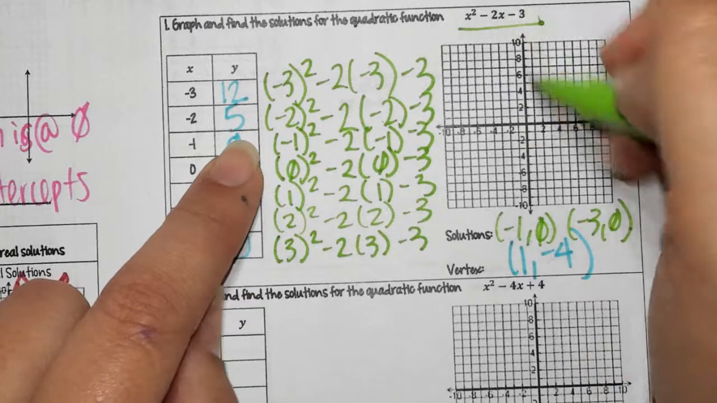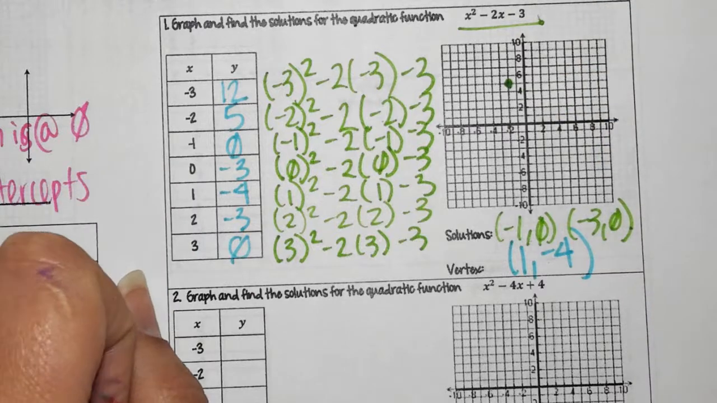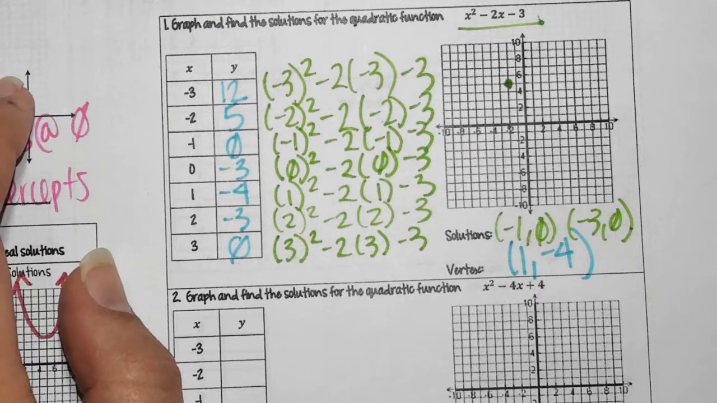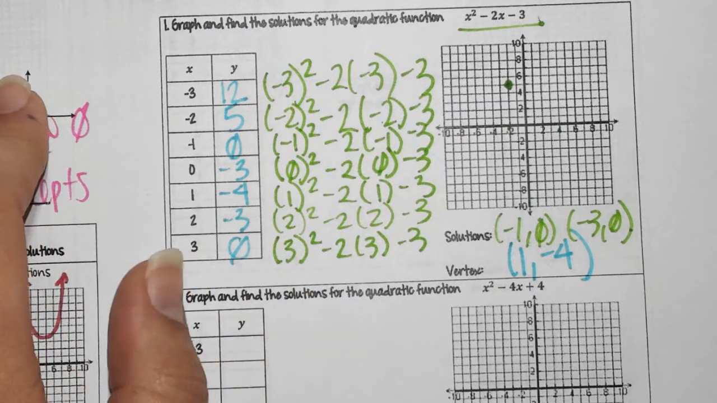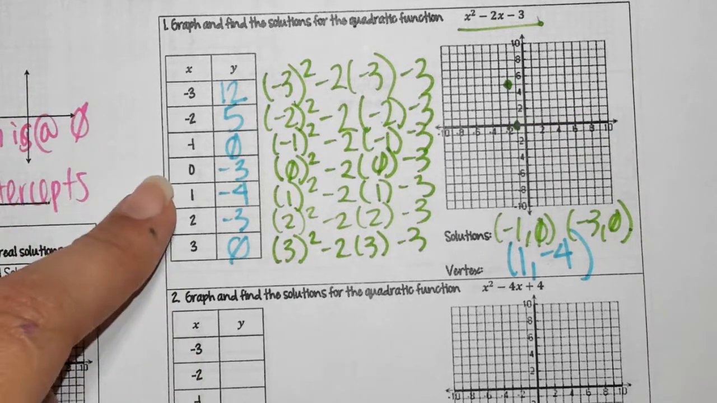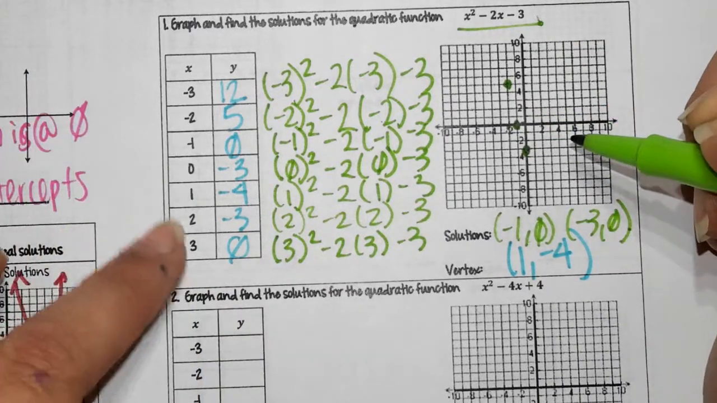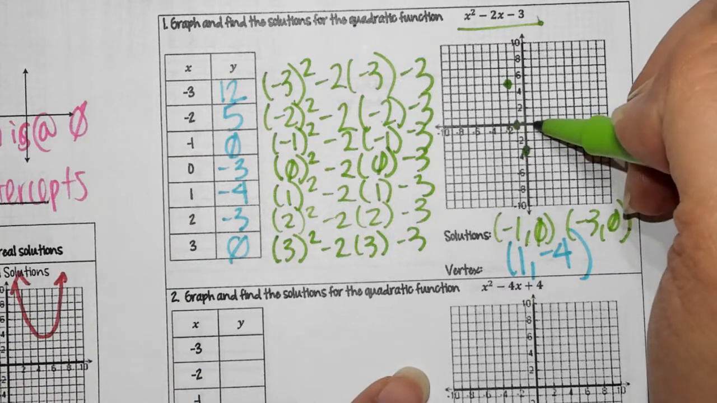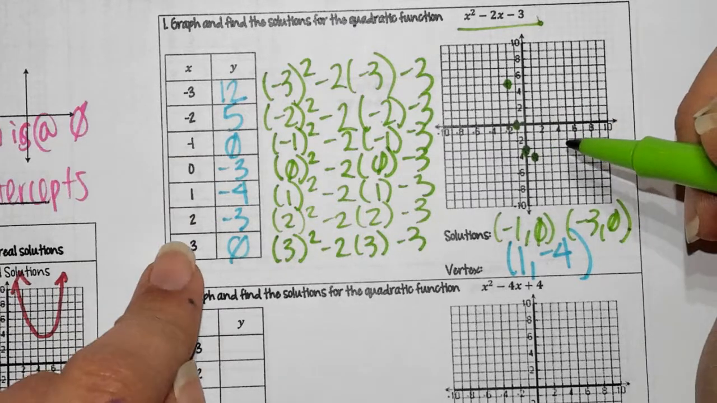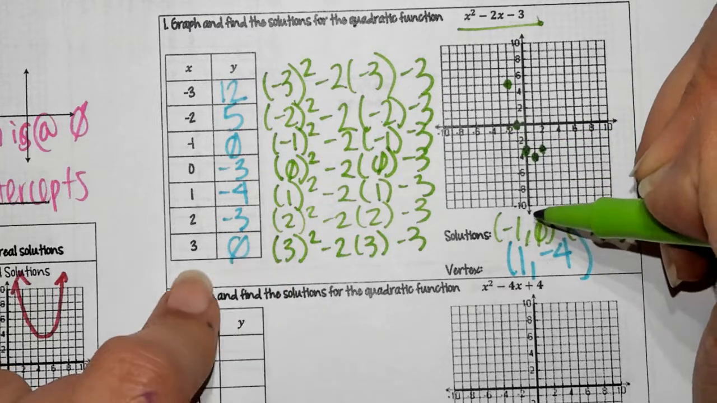Alright, so let's plot negative 2, 5. So go left 2, up 5. Alright, where's negative 1, 0? Just left 1, right? Yeah. Alright, where's 0, negative 3? Go down 3. Yep, and where's 1, negative 4? Go to the right 1, go down 4. Alright, and 2, negative 3 is right 2, down 3.